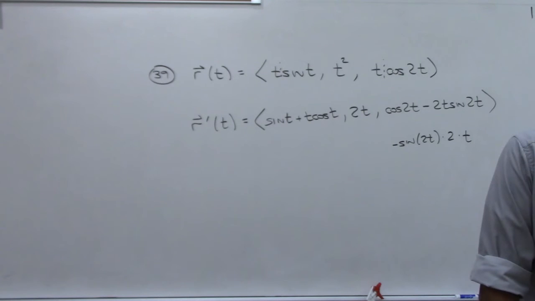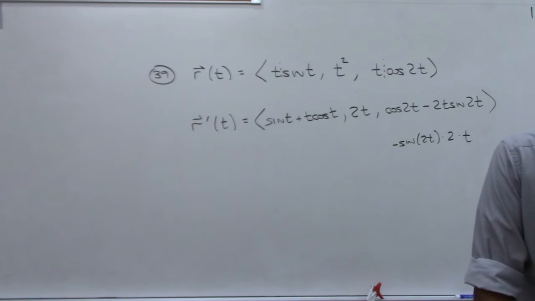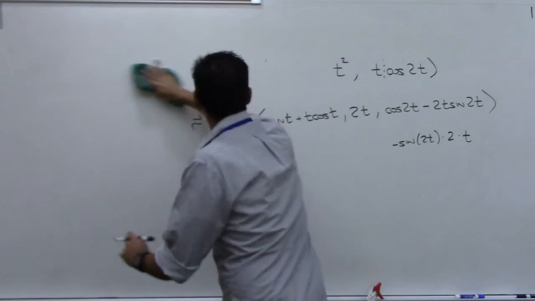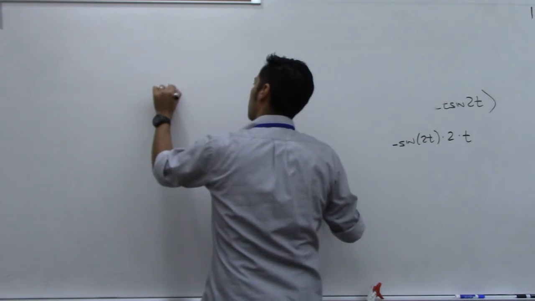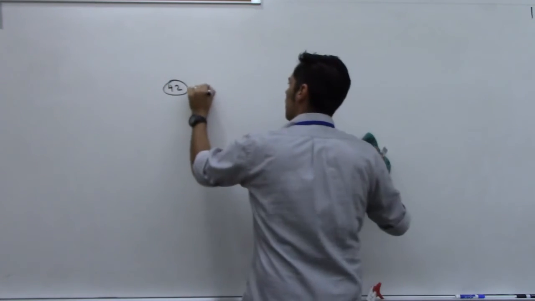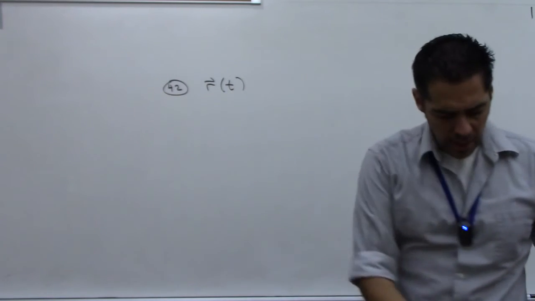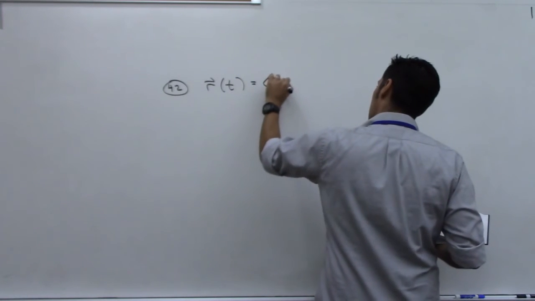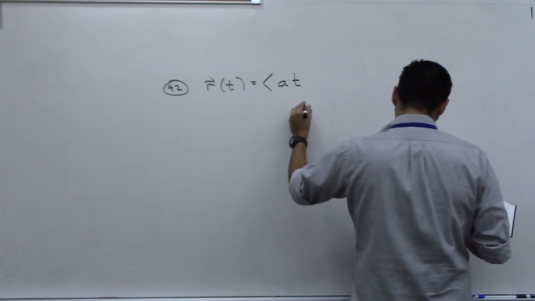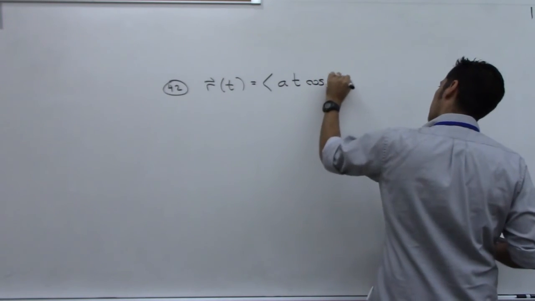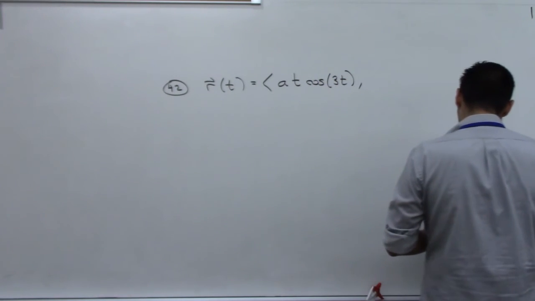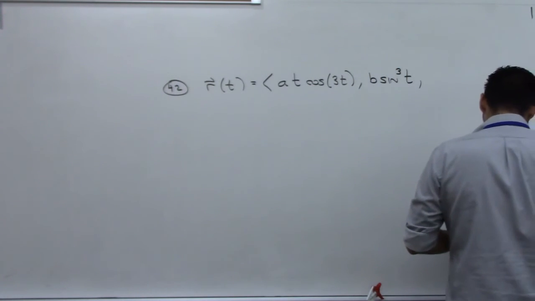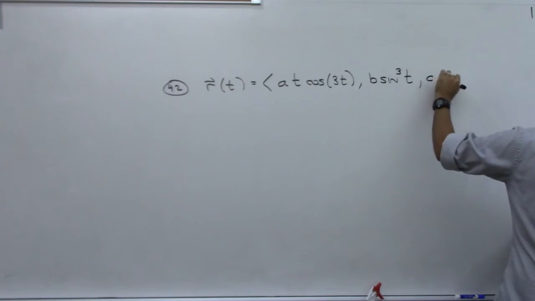40, 41, 42. I'll do 42, I guess. Vector function. Now they give you the IJK form. So I'm going to convert this. a t, cosine 3t, b sine cubed t, and finally c cosine cubed t.